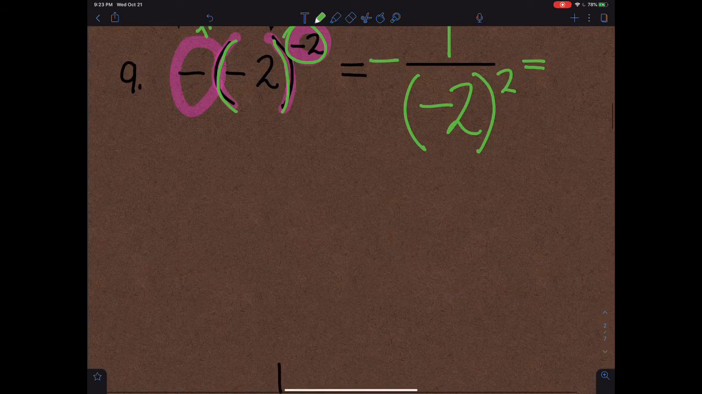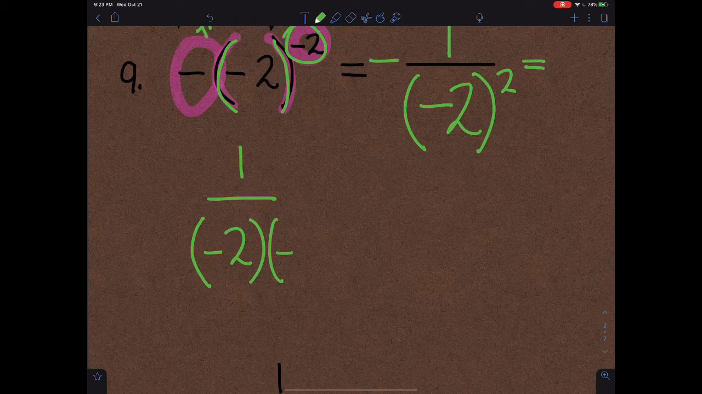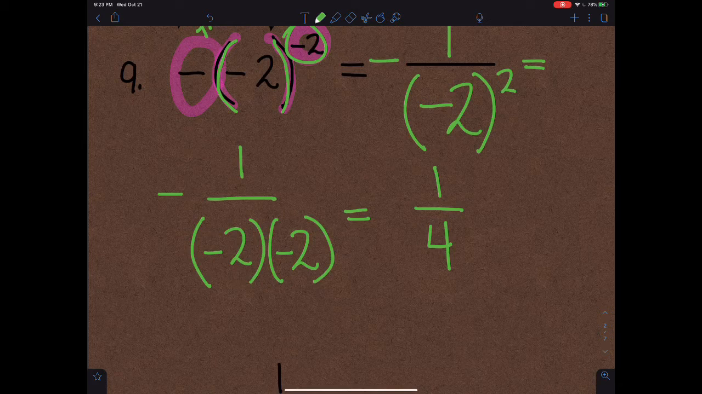This is going to be 1 over -2 times -2 because that's -2 squared. And I can't forget about that negative sign out there. So -2 times -2 is basically 4, a positive 4. But I still have this negative, and so I've got to bring it because it's the opposite of whatever I get. So my final answer is -1 over 4.